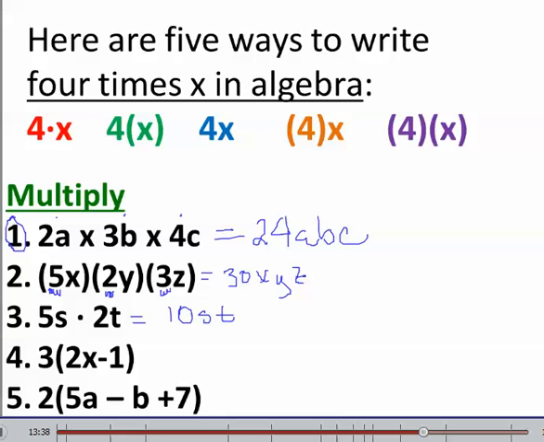Now notice the difference in number 4. All of a sudden I have subtraction, and this is the distributive property. You have to make sure and multiply 3 times 2x, you get 6x, and then 3 times that 1, you get 3, the minus sign is the same. Can't combine these two things, they are not like terms.